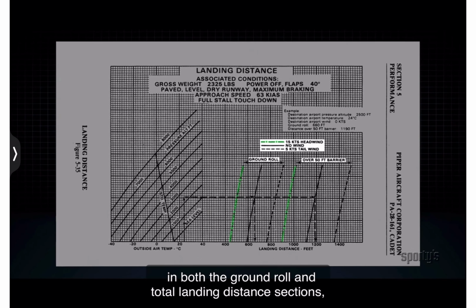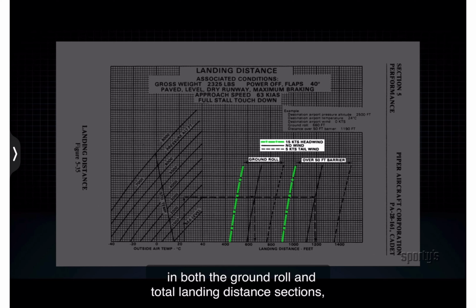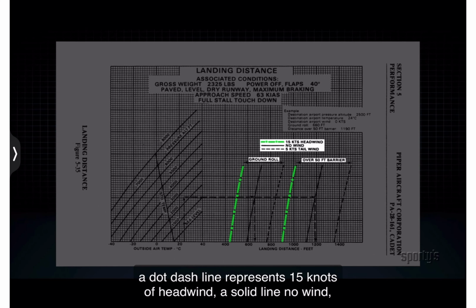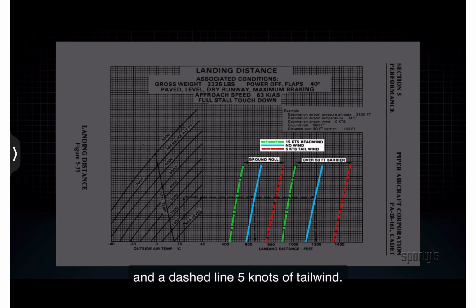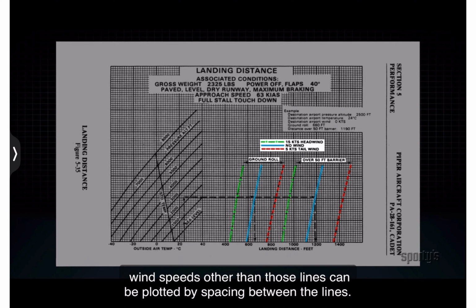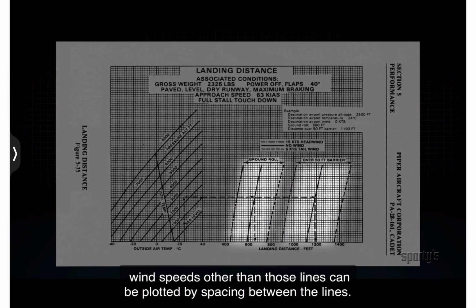In both the ground roll and total landing distance sections, a dot dash line represents 15 knots of headwind, a solid line, no wind, and a dashed line, 5 knots of tailwind. Wind speeds other than those lines can be plotted by spacing between the lines.